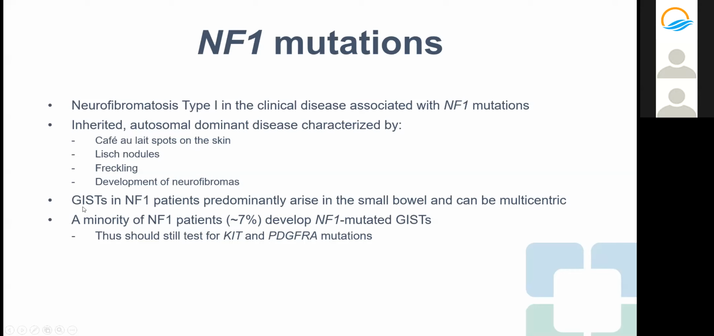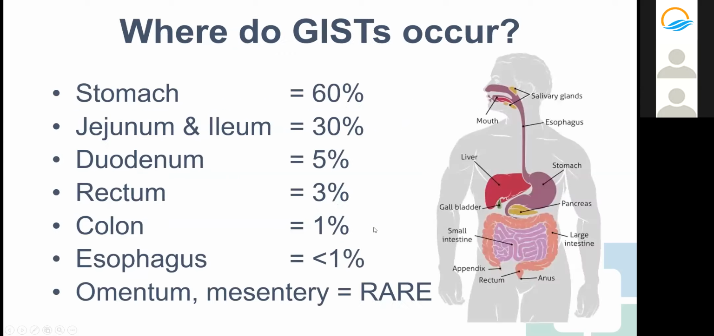When GISTs arise in NF1 patients, a minority of those cases are actually NF1 mutated GISTs, only about 7%. So for patients who have a diagnosis of neurofibromatosis type 1 and subsequently develop a GIST, it still is of importance to perform the typical KIT and PDGFRA mutation analysis to determine if these tyrosine kinase inhibiting drugs may be of utility in these patients. Because again, only a minority of these GISTs that actually arise are due to NF1 mutations. It's a very uncommon scenario.